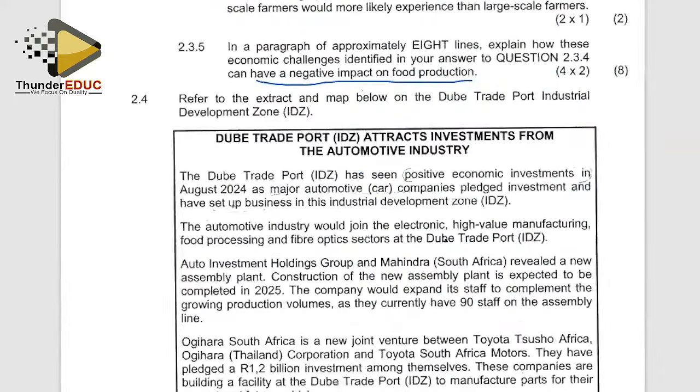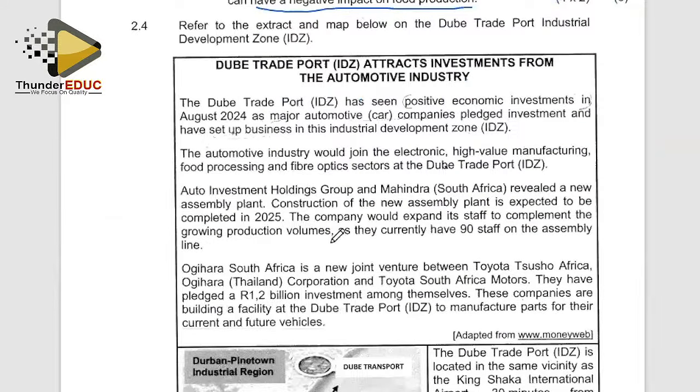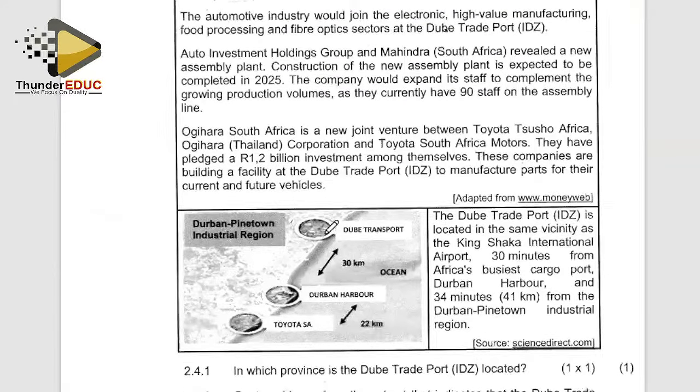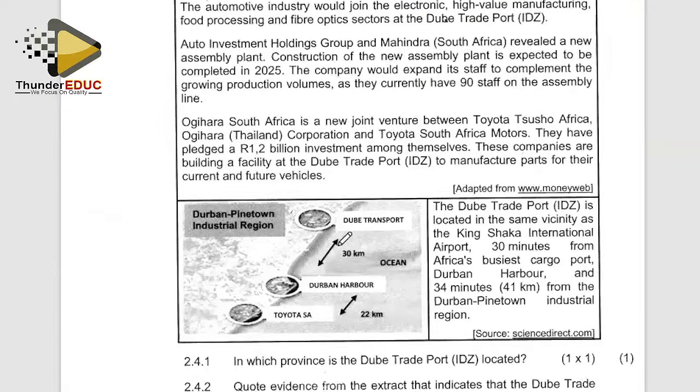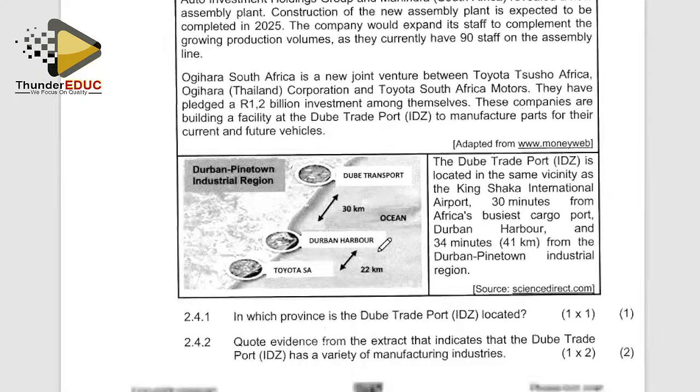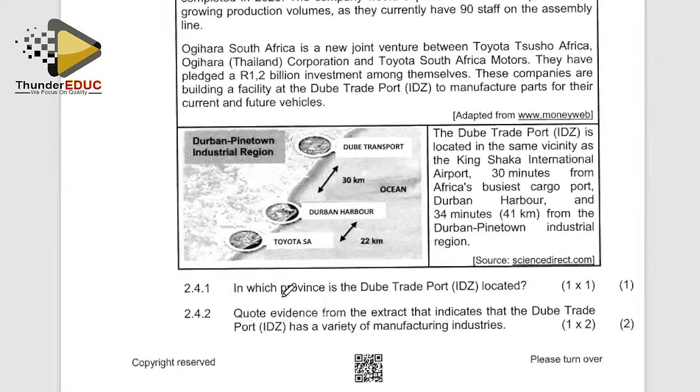Next question is question 2.4. Refer to the extract and map below on the Dube Trade Port Industrial Development Zone. We're not going to go through the text. The map shows the Durban industrial region, the location of Toyota South Africa, the Durban Harbour, the Dube Trade Port and the Indian Ocean. Right. In which province is the Dube Trade Port located? For one obvious reason, it's in KwaZulu-Natal.